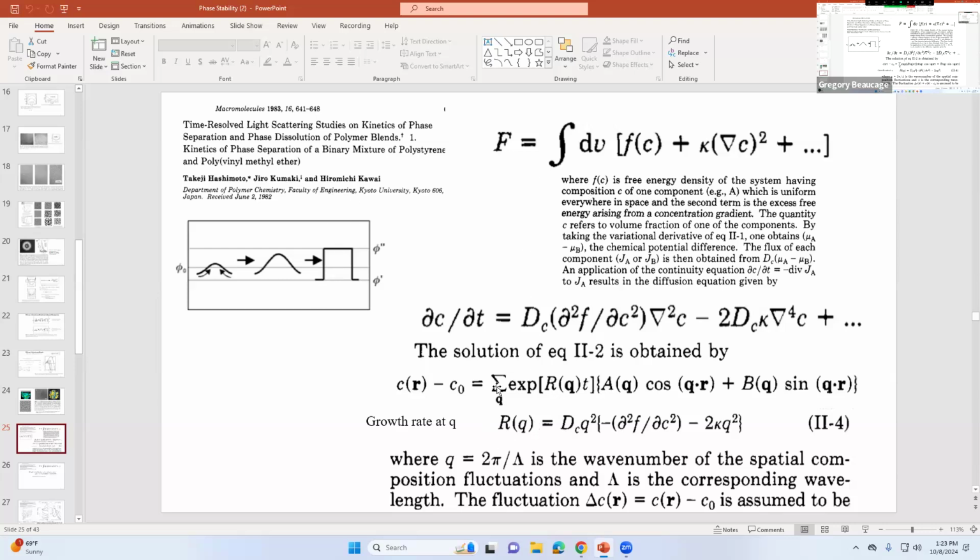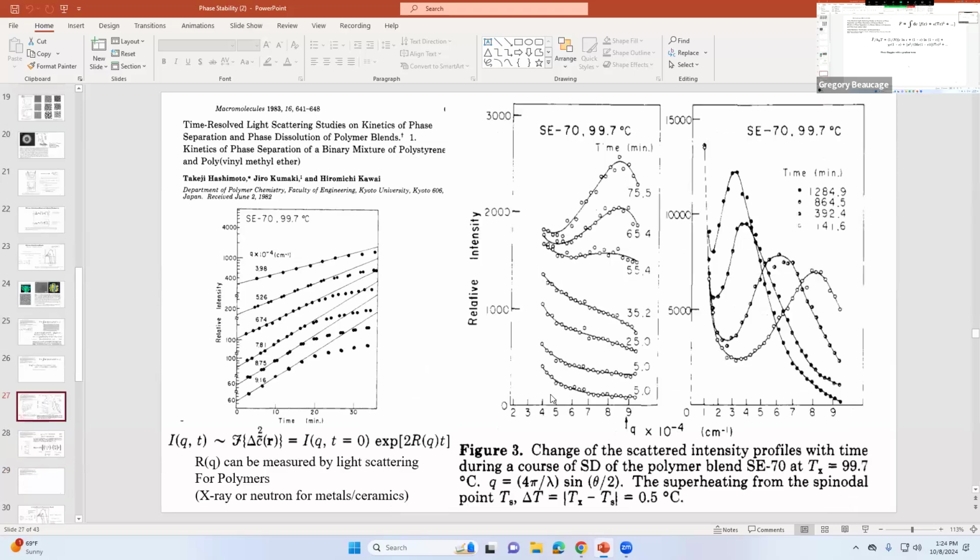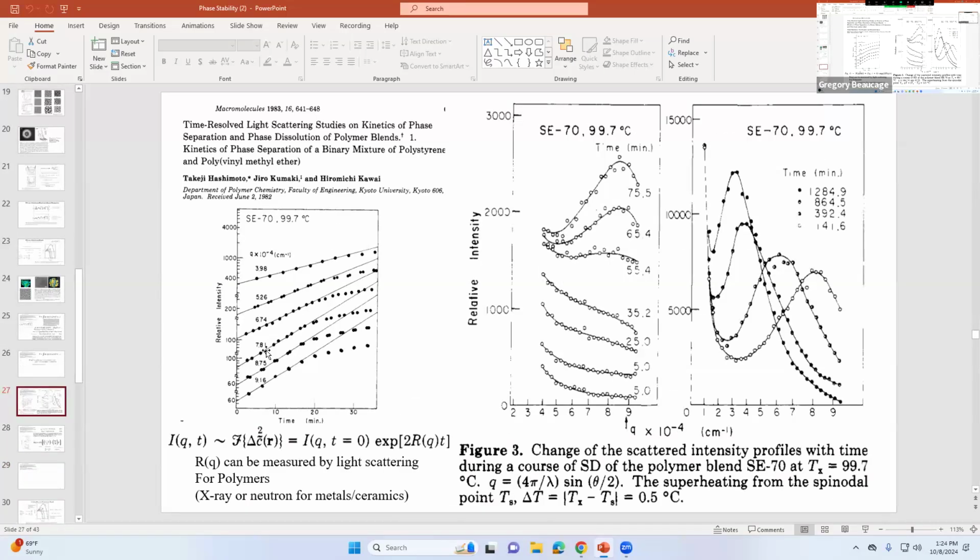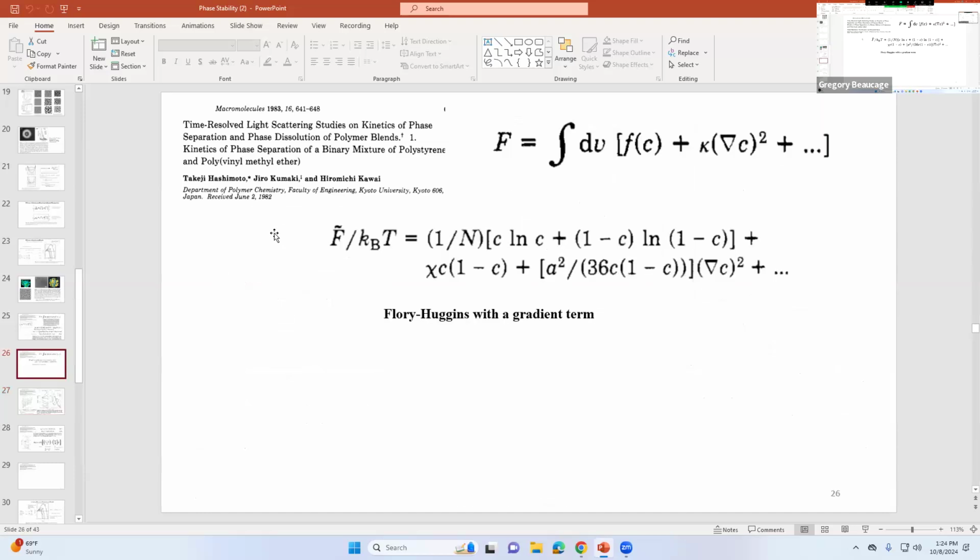So Cahn-Hilliard gives you this idea that you should get an exponential growth rate in the phases as phase separation happens. So if you plot log of the concentration difference that you can measure from scattering versus time, you should get a straight line. If it's following Cahn-Hilliard, this is like a log scale of the intensity versus time. From the slope of that, you can get this R(q), the growth rate term.